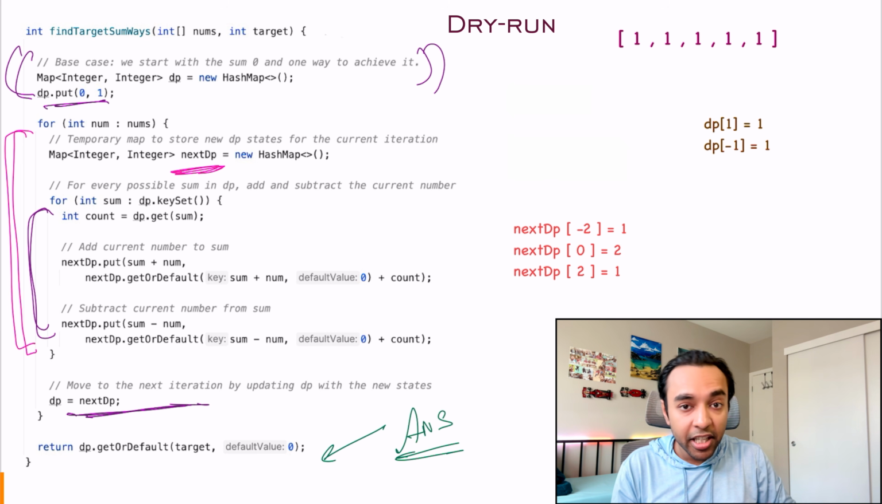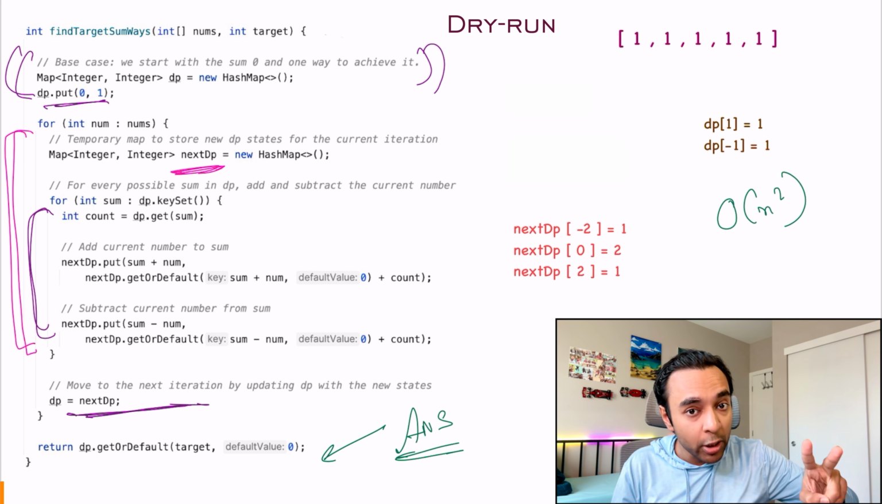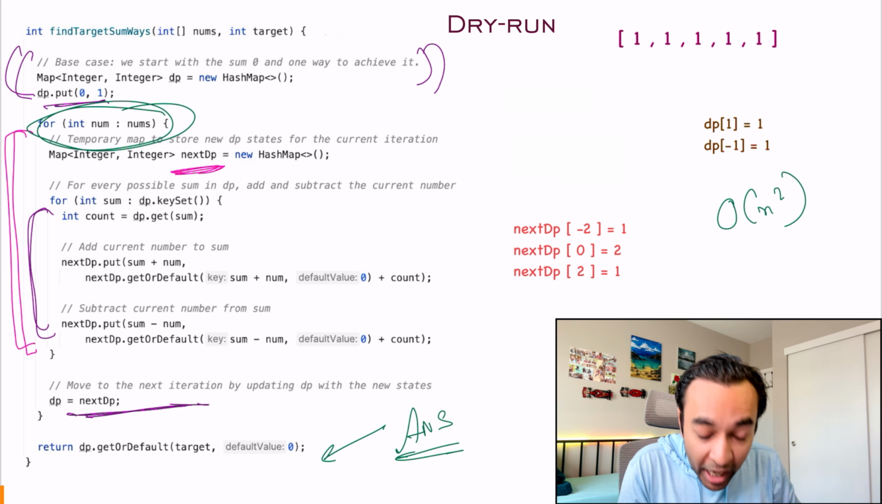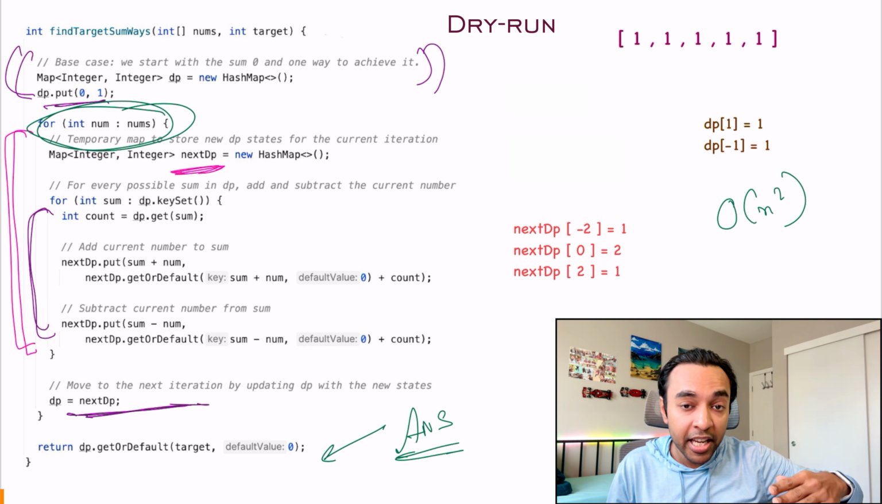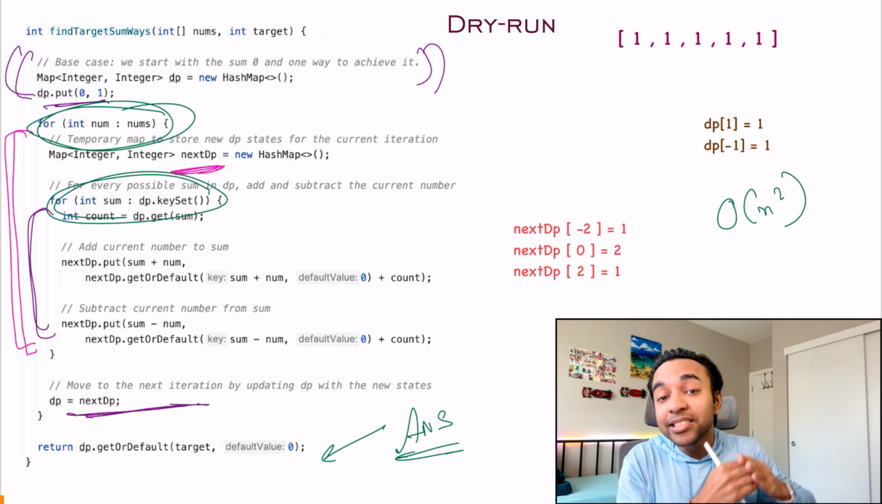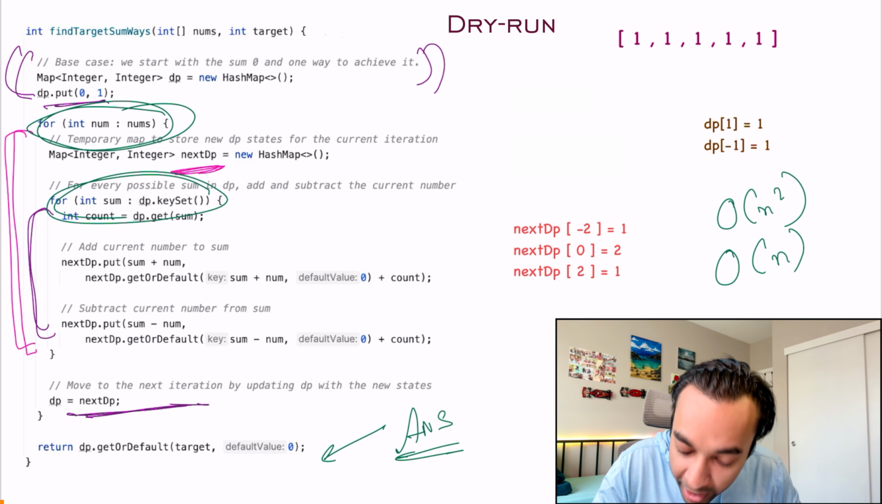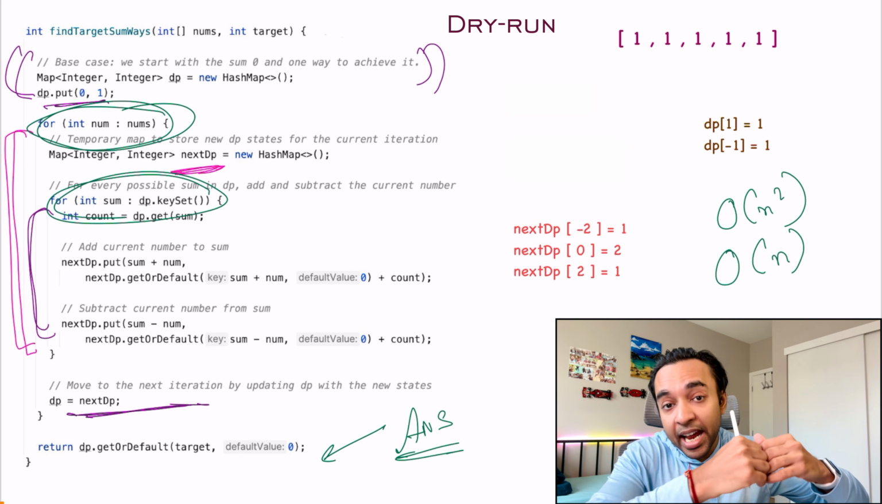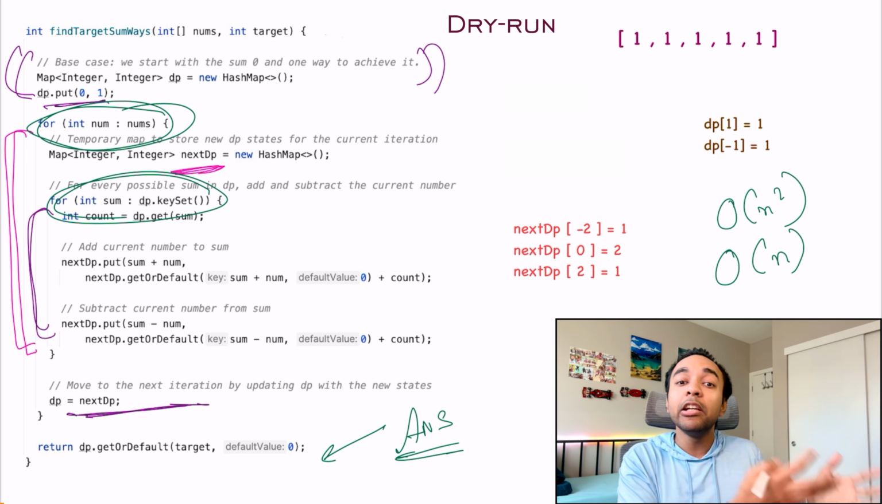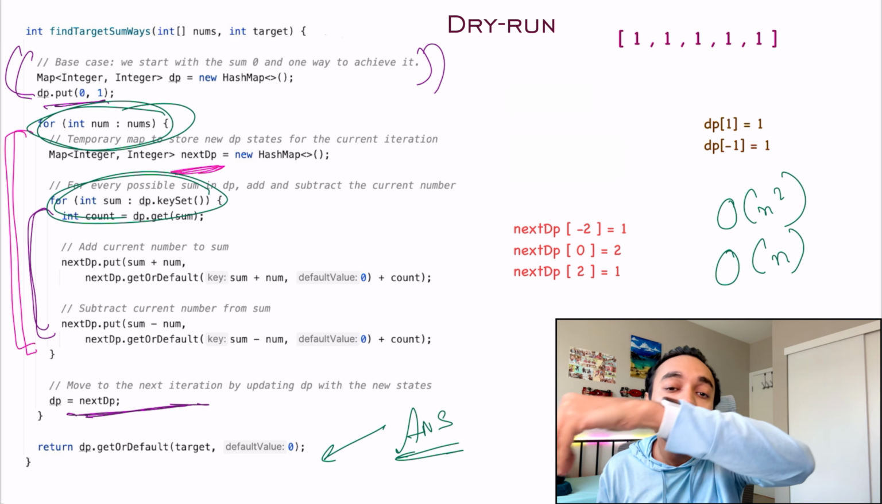The time complexity of this particular solution is order of n square because you are running two nested loops. First of all, to iterate over each of the integer in the array, and then another loop to iterate over each of the DP sums that you have found. And the space complexity of this solution is order of n because there can be n different sums possible when you're trying to find out the total number of ways while iterating through each of the element one by one.